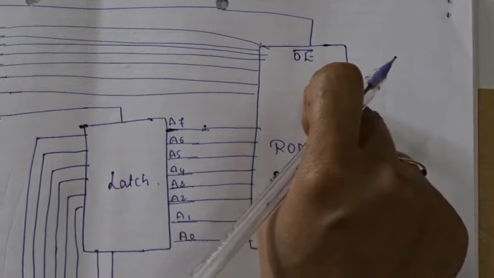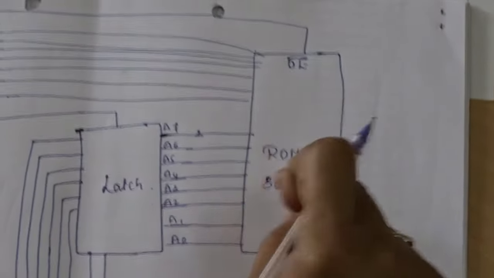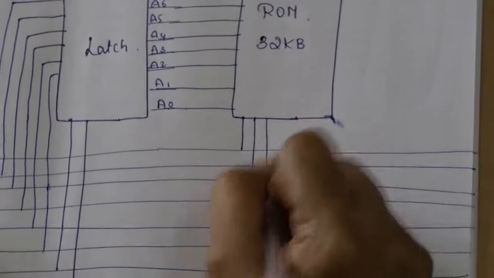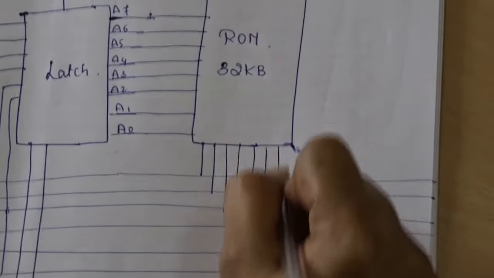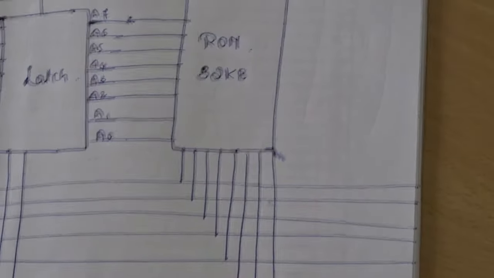Okay, so addresses are sent. So when PSEN signal is low, whatever data is present in that address is made available here in the data line. So you need to connect this. This completes the connection to ROM.